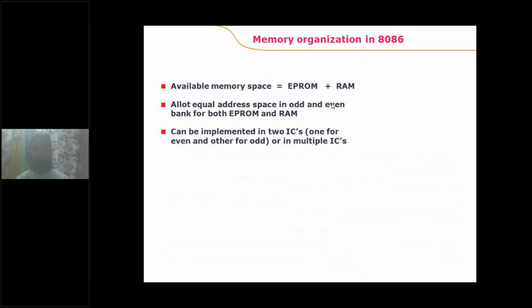System software means our operating system, and application software is nothing but the CAD tools that we are using, like Xilinx, PSpice, all these things. So these are all application software. The operating system is a must for a computer, and application software is not a must for our application.